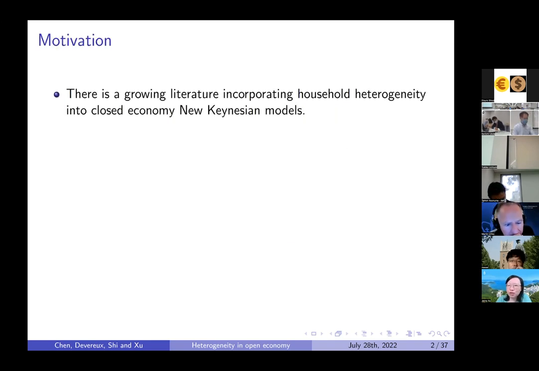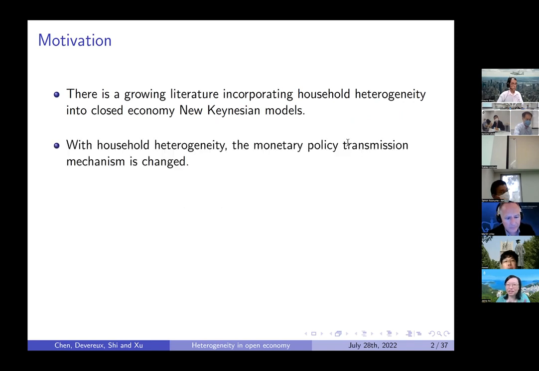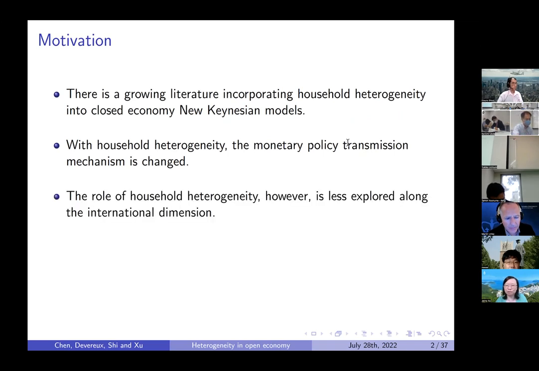With the increasing income and wealth inequality, there is a growing literature incorporating household heterogeneity into the closed economy Keynesian model. The basic finding is that with household heterogeneity, the monetary policy transmission mechanism is changed. Some papers show that monetary policy will actually become ineffective; there will be a monetary trap. The role of household heterogeneity, however, is less explored along the international dimension.